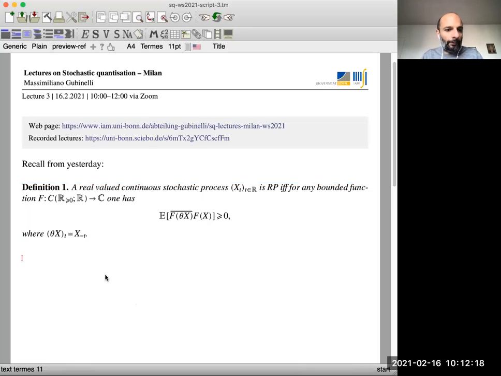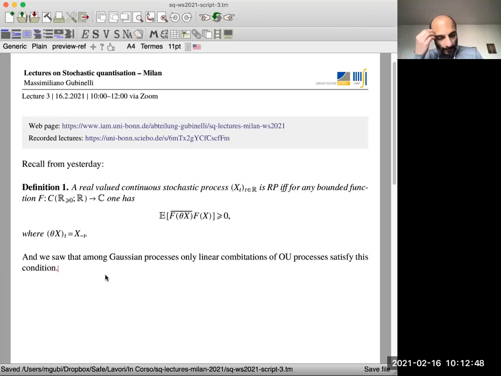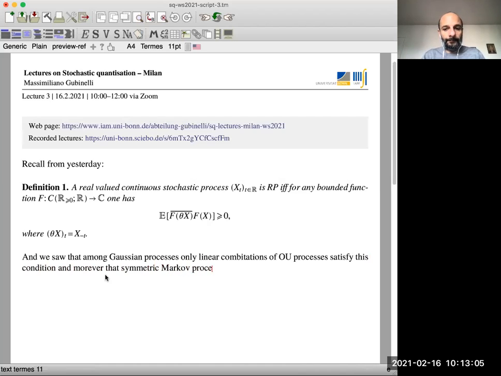Then the last time we saw that among Gaussian processes, only linear combinations of U or U processes satisfy this condition. And moreover, symmetric Markov processes satisfy this condition. Necessarily, if and only if. Okay, it's stringent.